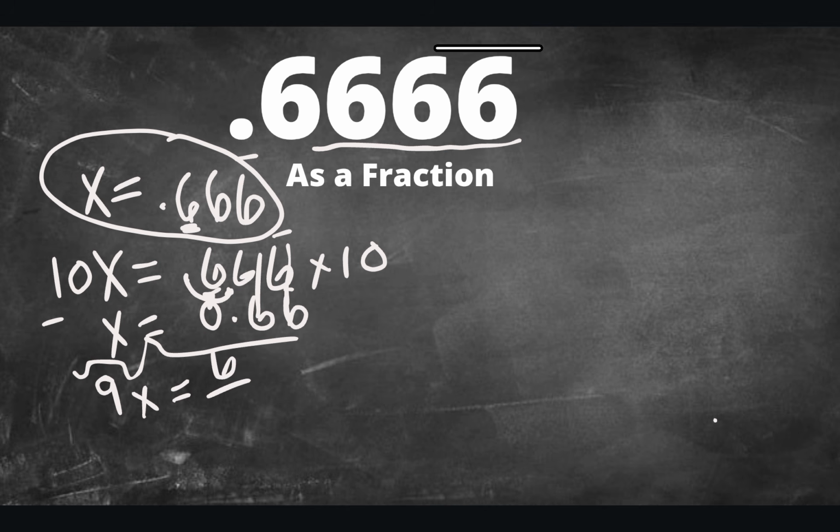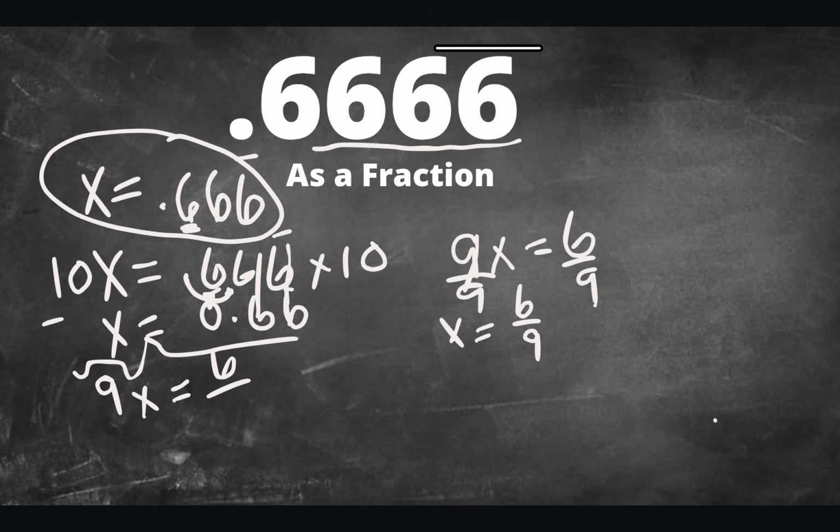Okay, now let's rewrite this. 9x equals 6. Let's get x by itself by dividing through by 9 on both sides. x is equal to 6/9.